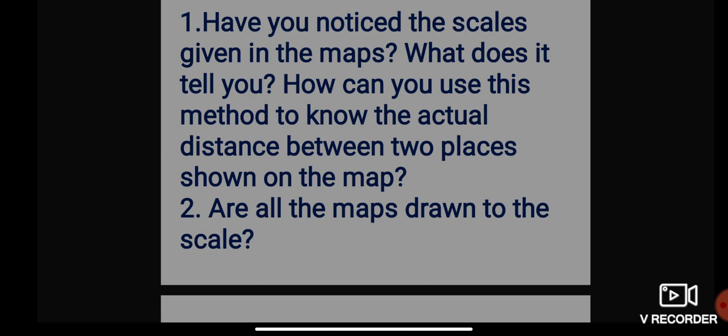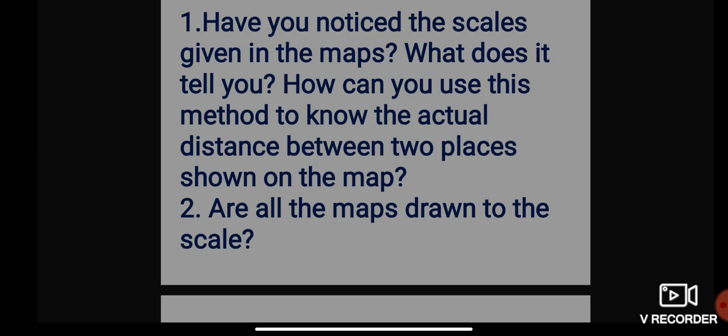The use of scale in maps depends on the purpose of the map. When a map is not drawn to scale, it is written "map not to scale" on the map. Instead of the scale, such maps are called sketch maps.